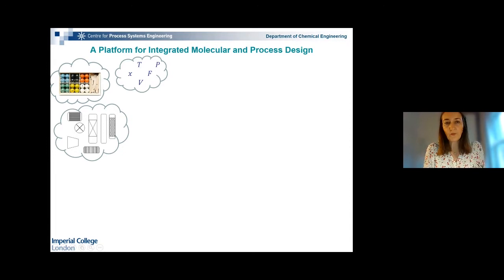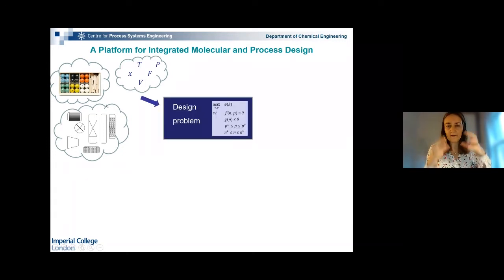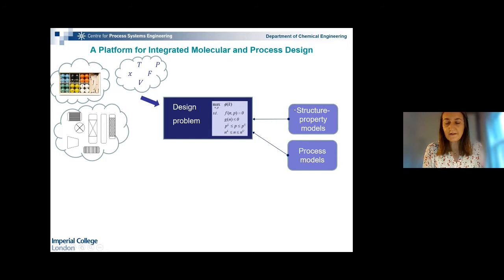And so the blueprint for the work that we do is to combine this design space and to pose a design problem, which would be a mathematical problem of some sort, an optimization problem, trying to maximize some performance metric. Feeding into that problem, we have predictive structure property models that enable us to go from molecular structure to physical properties. And these are very key and not often easy to find. And we will have process models, which are your standard chemical engineering mass balance and energy balance equations. Together with your design objectives and constraints, that forms your design problem.